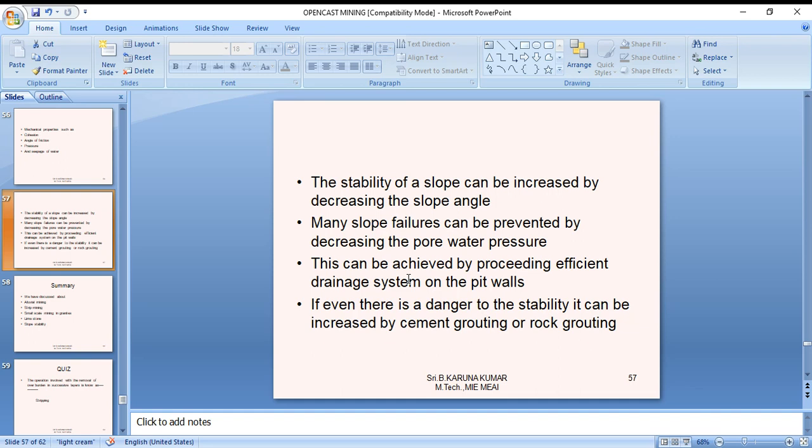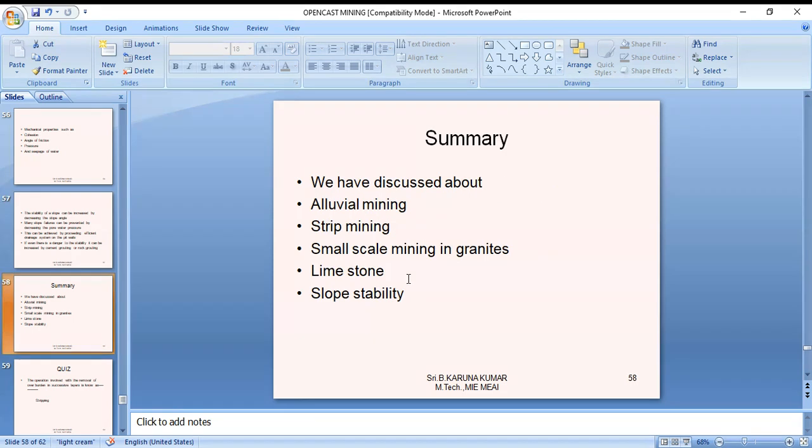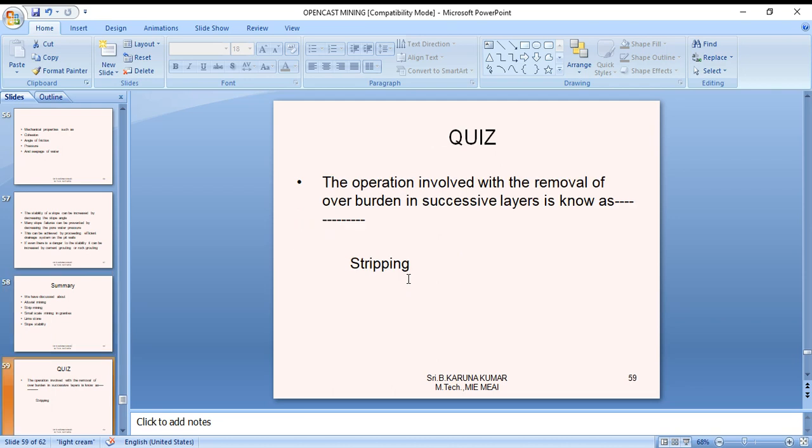Now you have learned so many definitions and new words. I'm giving a quiz summarizing all that was discussed about alluvial mining, strip mining, small scale mining in granite and limestone, and slope stability. These were covered in the guest lecture of the entire 50 minute class. Now I'm giving one quiz here.